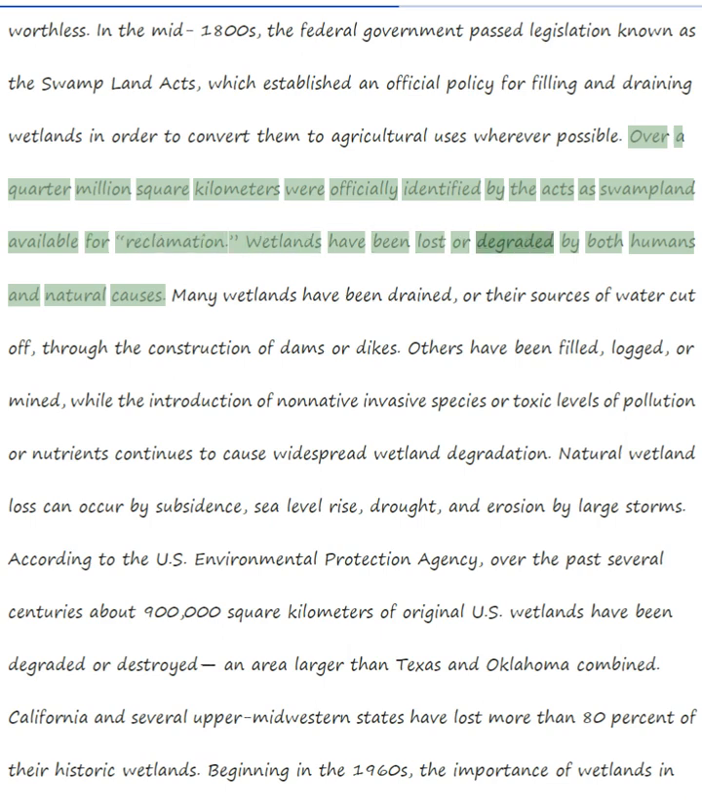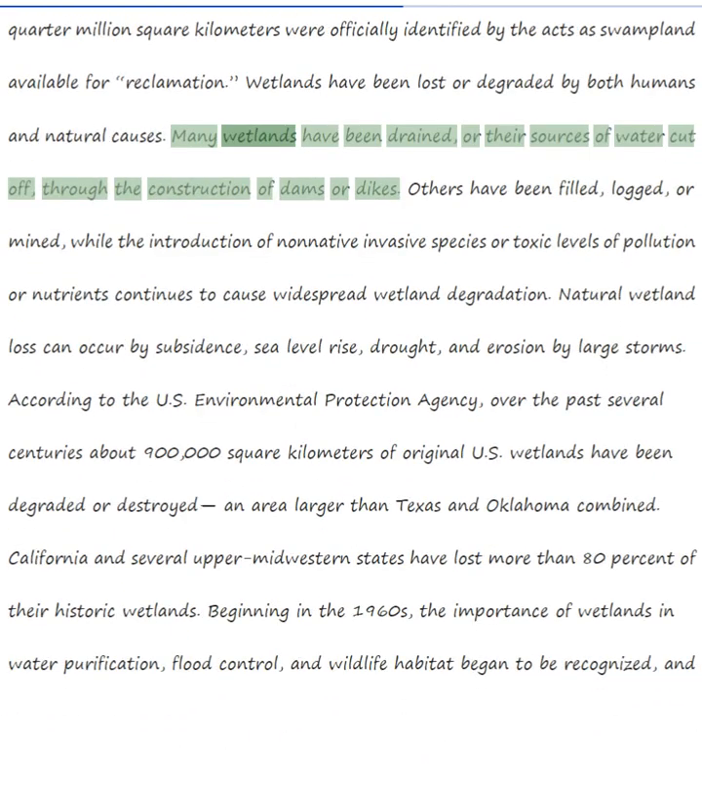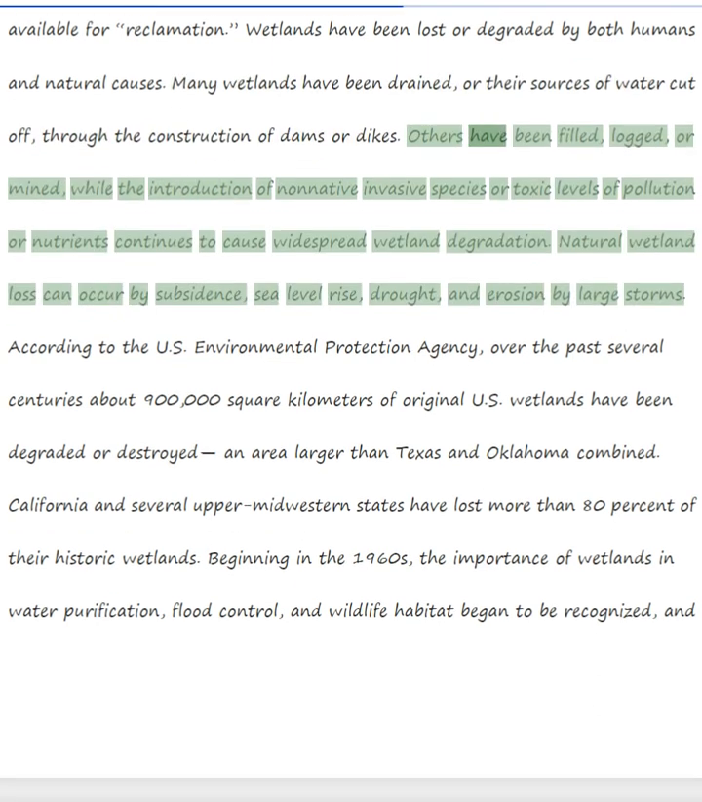Wetlands have been lost or degraded by both humans and natural causes. Many wetlands have been drained, or their sources of water cut off, through the construction of dams or dikes. Others have been filled, logged, or mined, while the introduction of non-native invasive species or toxic levels of pollution or nutrients continues to cause widespread wetland degradation. Natural wetland loss can occur by subsidence, sea level rise, drought, and erosion by large storms.